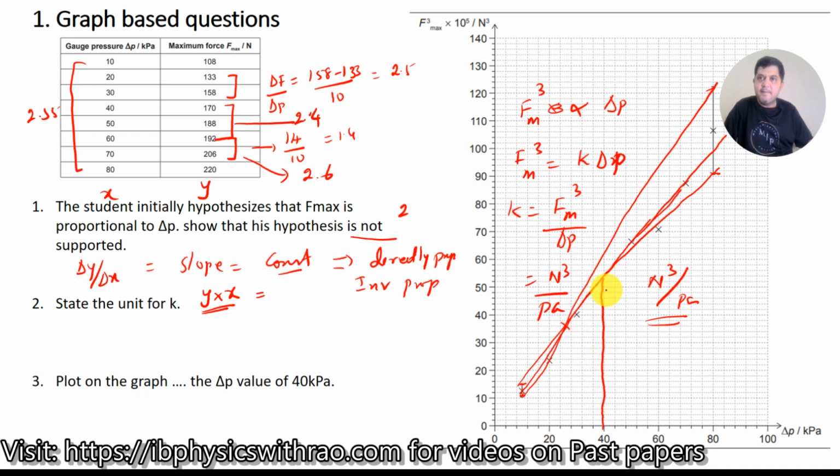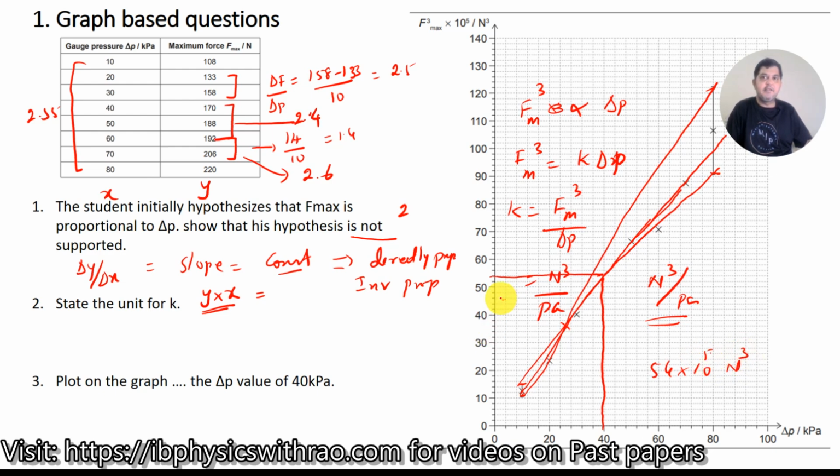Drop a line so it touches this point. And then what is the value here? Drop a perpendicular here. This will be around 50, 52, 54. This will be 54. The answer should be 54 into 10 to the power of 5 newton cube.